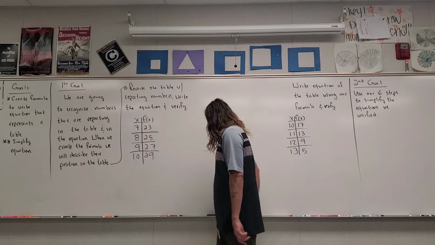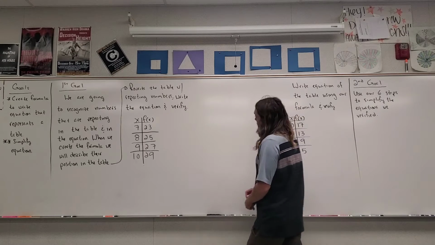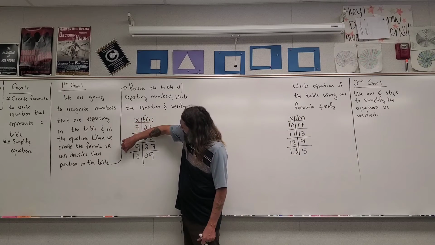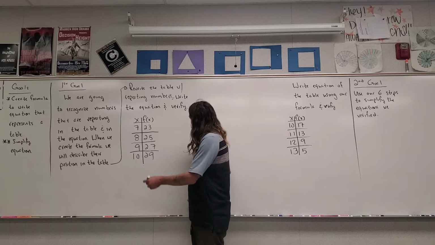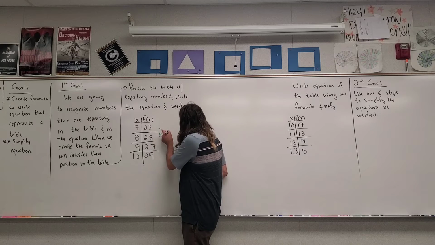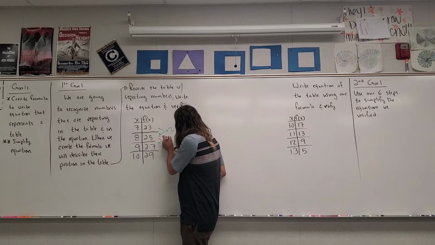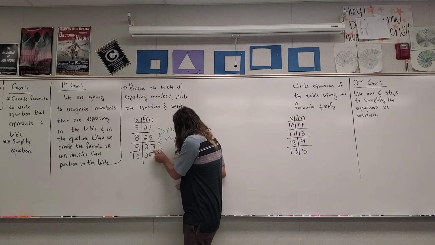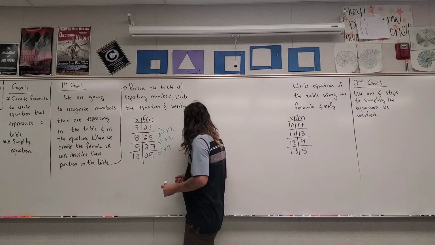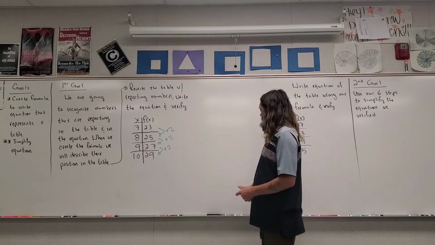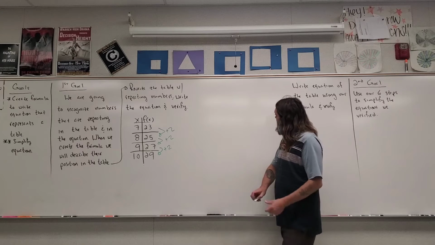All right, so first let's see if we have a good table. These are sequential, so that's good for the x values. And my y values are increasing at a rate of 2. So plus 2, and plus 2. So we have a table that we can rewrite with repeating numbers and then write our equation.